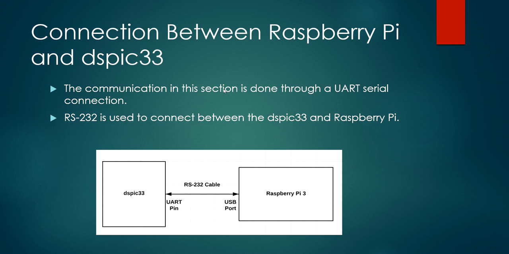Now the connection between the Raspberry Pi and dsPIC is going to be done by an RS-232 cable. This is a UART cable. The communication in this final product will be done through a UART serial connection.